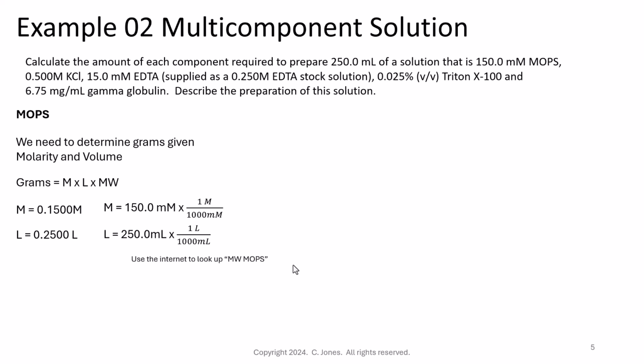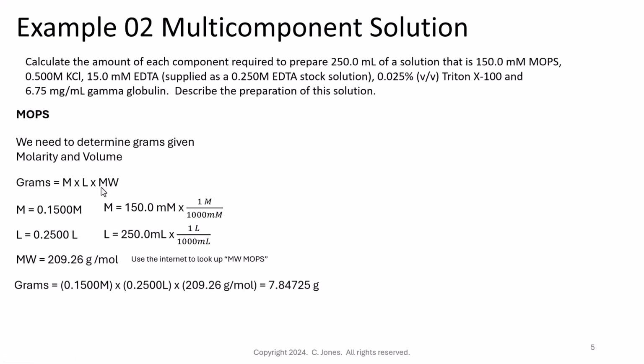And as before, for any compound, we can always look up the molecular weight on the internet, or oftentimes it's printed on the label of the reagent bottle. The molecular weight of MOPS is 209.26 grams per mole. So we have a numerical value for each variable in the equation, and we're just going to plug these in. Grams is equal to 0.1500 molar times 0.2500 liters times 209.26 grams per mole.